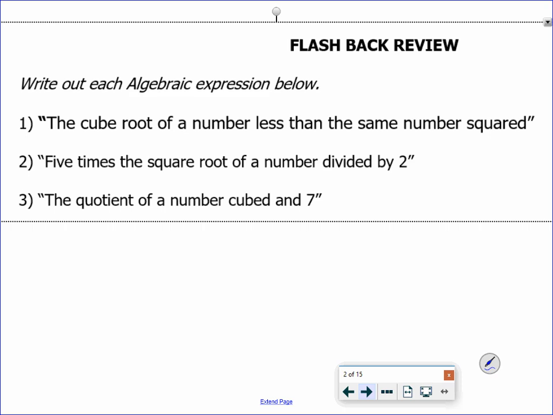So for flashback review, number 1, the cube root of a number is less than the same number squared. Oh, the cube root of a number less than the same number squared. So that would be x squared minus the cube root of x.